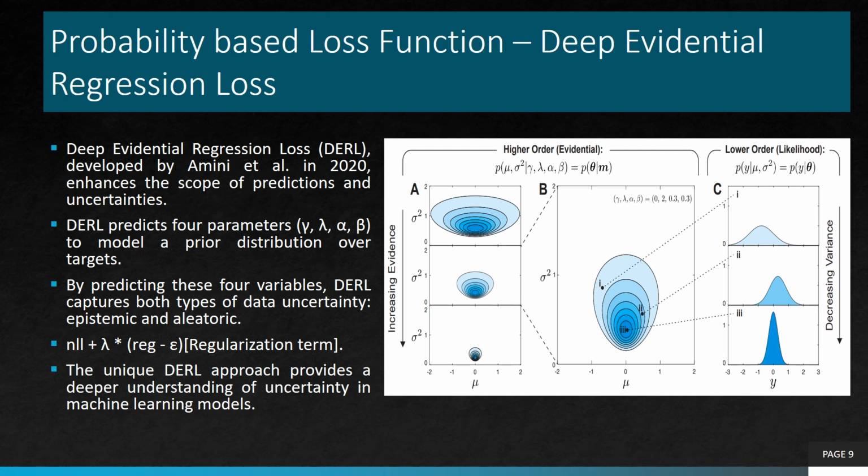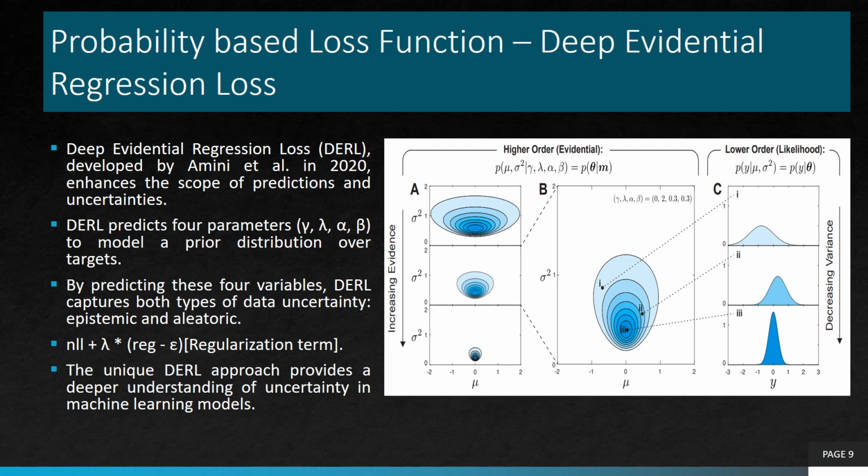It does so by predicting 4 parameters, which are gamma, lambda, alpha, and beta. The gamma and lambda parameters assume a Gaussian distribution over the predicted mean, and the alpha and beta parameters assume an inverse gamma distribution over the predicted variance. This helps capture both epistemic and aleatoric uncertainty.